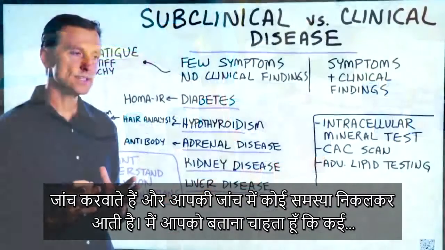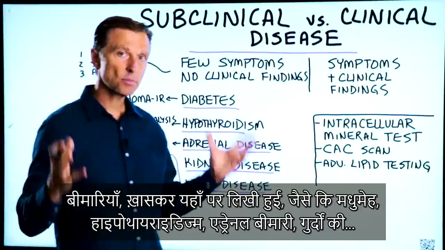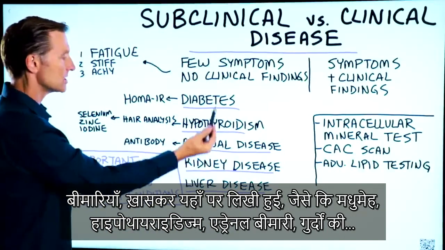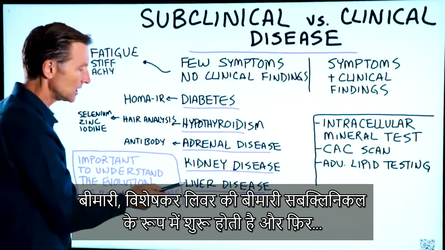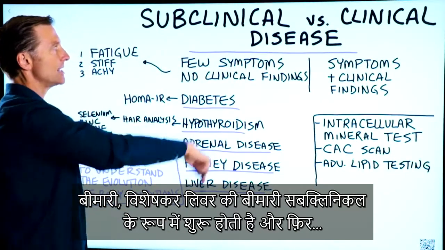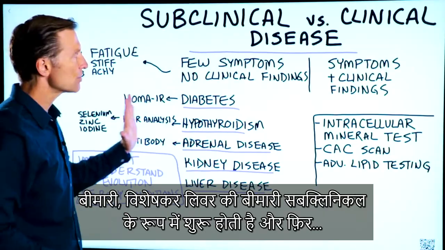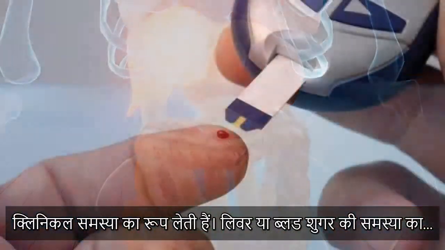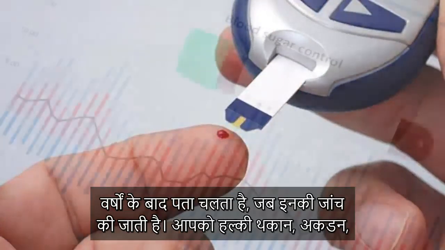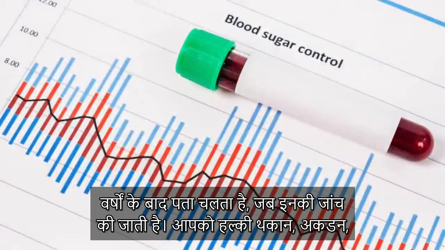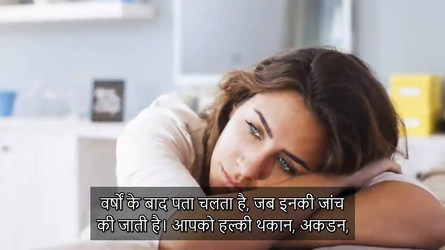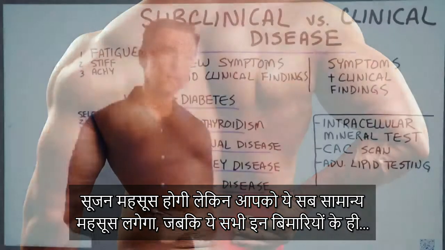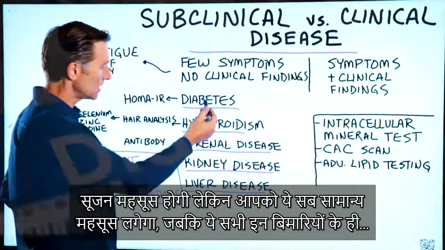What I want to tell you is that a lot of health problems, especially the ones right here, diabetes, hypothyroidism, adrenal disease, kidney disease, and especially liver disease, start out as a subclinical problem and then transition into a clinical issue. So you have the beginning of a liver problem or a blood sugar problem years before it shows up with certain testing. Now, you may notice some slight fatigue, stiffness, inflammation, but you might consider that normal, when in fact it's one of the symptoms of one of these right here.